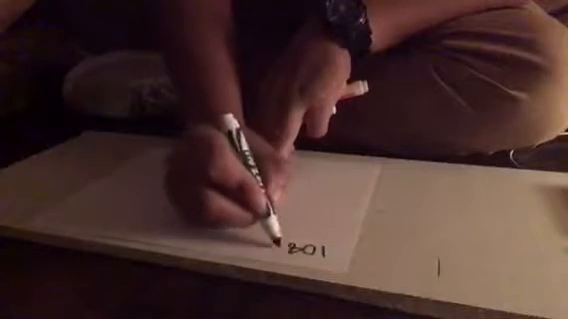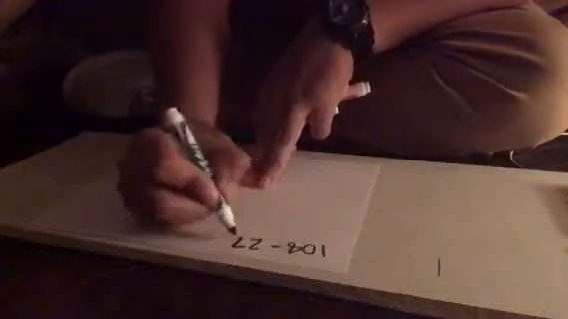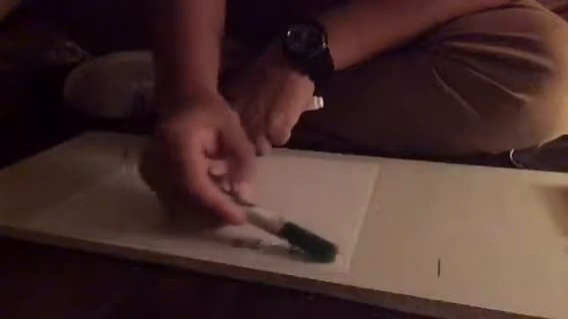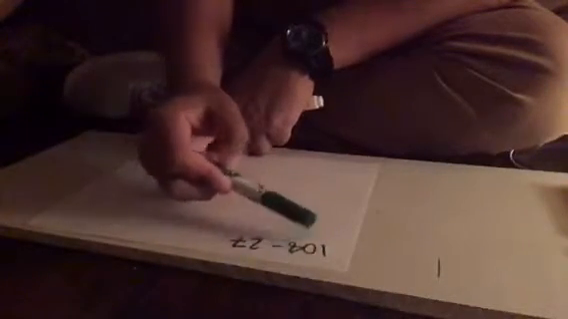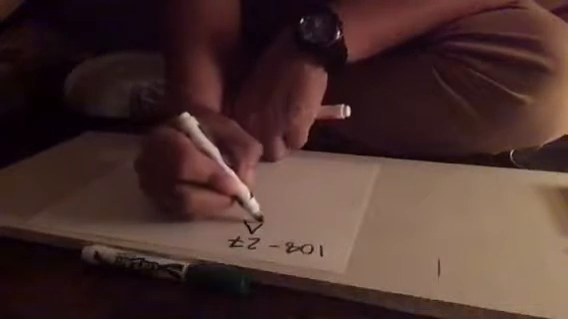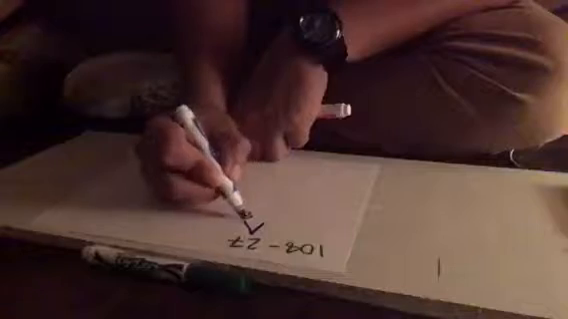Now the second way I could do the same problem is using the making 100 method. So I'm going to rewrite my equation: 108 minus 27. What I want to do here is, from this number, subtract 8 so I can have 100 flat. So in order to take away 8, I need to take it away from this number.